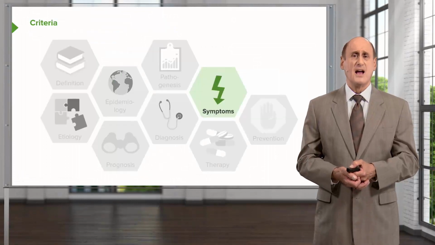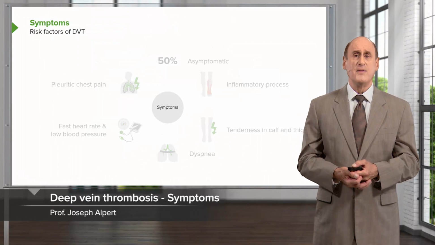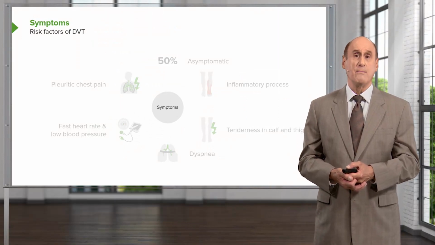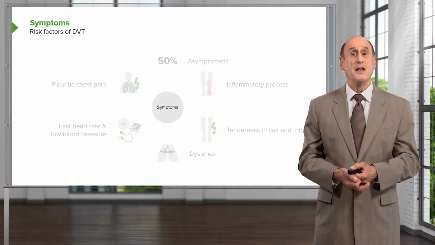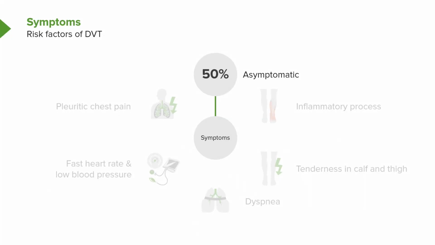The symptoms, I think we've already talked about these. The symptoms from deep venous thrombosis and pulmonary embolism may be none. The patients may be asymptomatic in at least 50%. The inflammatory process in the leg may lead to some discomfort. There may also, of course, be some edema. There may be tenderness when you touch the thigh or the calf.